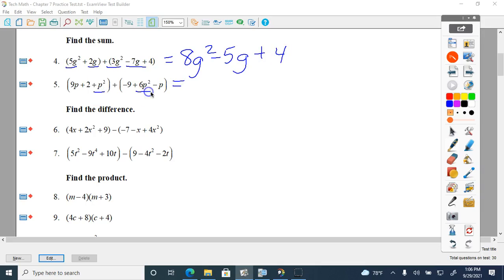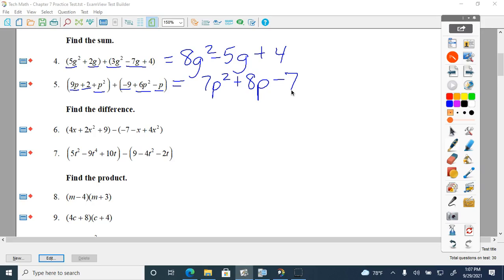P squared and 6p squared is 7p squared. 9p and negative p would add up to be 8p. 9p minus 1p is 8p. And then 2 and negative 9 make negative 7. Any quick questions on 4 or 5? We doing good so far? How y'all done so far?